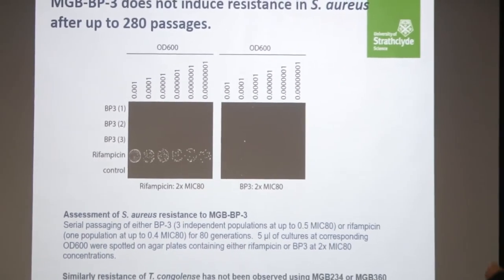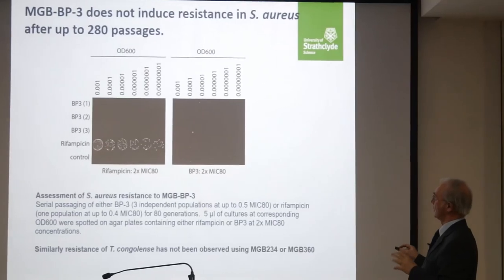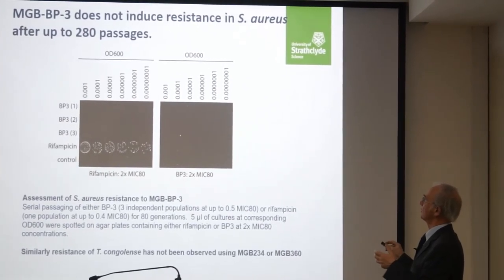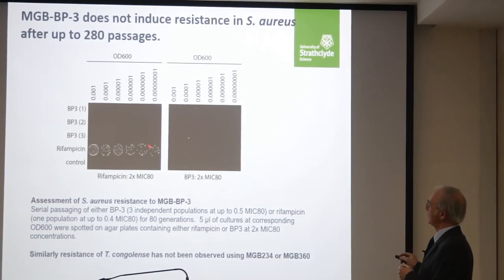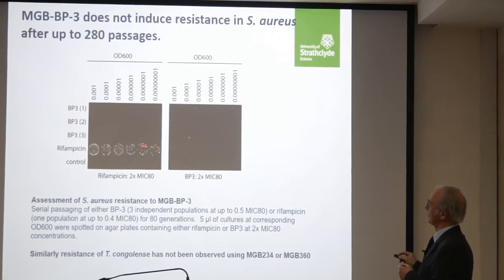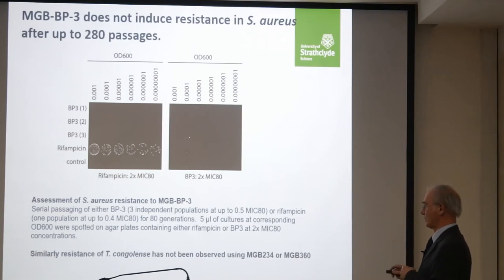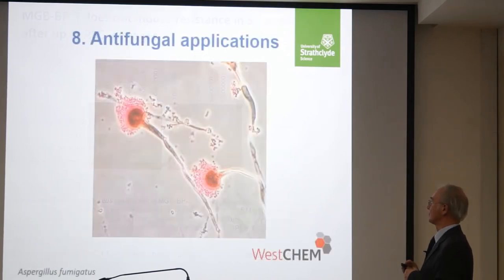What about resilience? Well, the experiment done by our biologists was simply to take a large number of passages of BP3 using Staph aureus as our workhorse organism and comparing what happens with rifampicin. Now here you can see that the rifampicin comes back into life, and you can see the clusters that are growing in the plates there. In all of the BP3 areas, there was no such growth. And it's not proved possible by simple passaging to obtain a resistant strain of Staph aureus yet to our BP3 compound. And that's also the case with respect to trypanosomes in some of the studies that I'll mention in a moment.